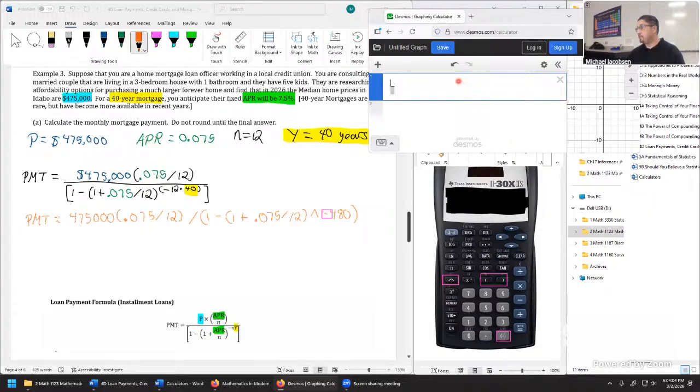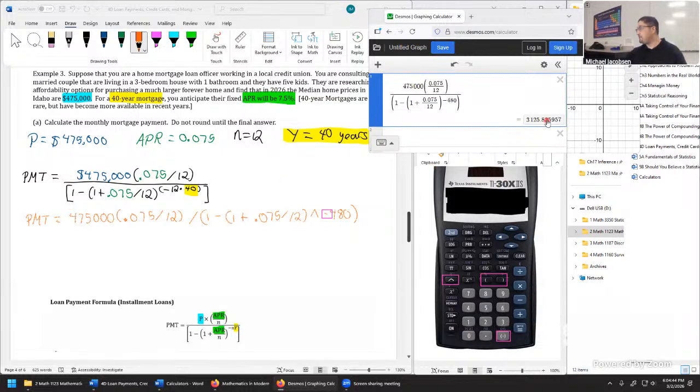So for Desmos, it looks pretty close to what we put down on paper. I have 0.075 divided by 12. Oh, that's a weird set of parentheses. Let me Control Z that out. So that's the entire numerator so far. Then for the denominator, these outer parentheses aren't strictly required on paper, but they are if you're putting it in the calculator. So that's why I offer parenthesis brackets right here. 1 minus 1 plus 0.075 divided by 12 to the power negative 480.